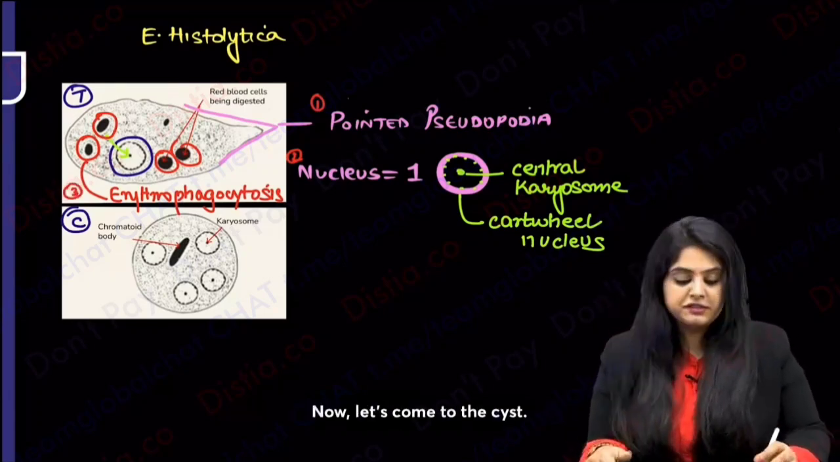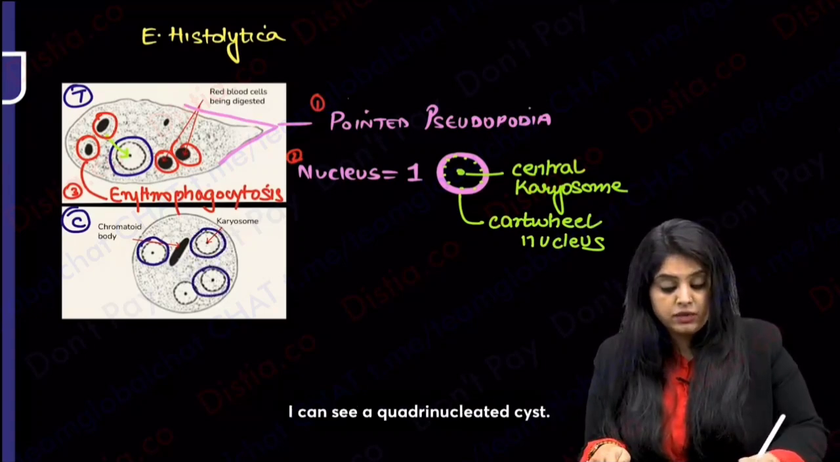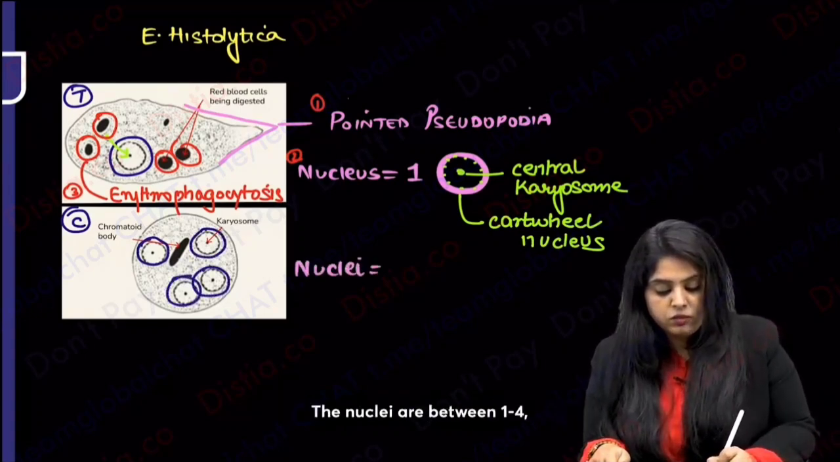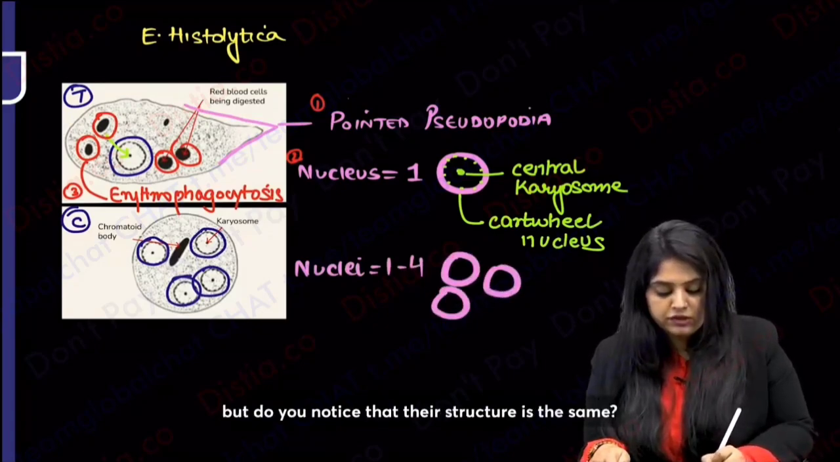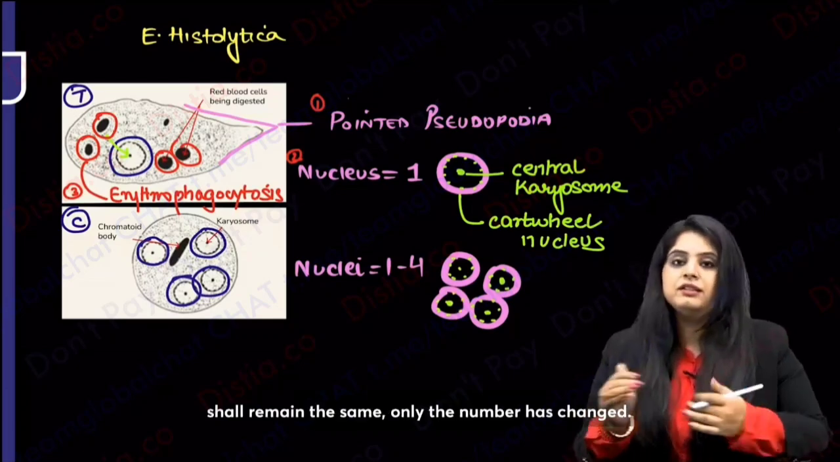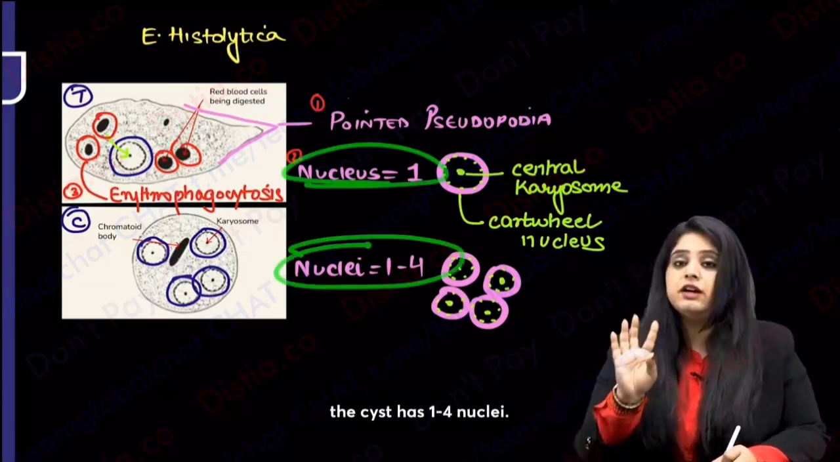Now let's come to the cyst. How many nuclei do you see in the cyst? I can see a quadrinucleated cyst. So basically, here the number has changed. The nuclei are between 1 to 4, but do you notice that their structure is the same? They look like the same cartwheel that we have studied. So you realize that the structure shall remain the same, only the number has changed. So the trophozoite has 1 nucleus, the cyst has 1 to 4 nuclei.